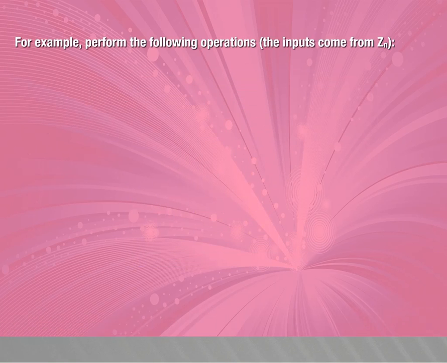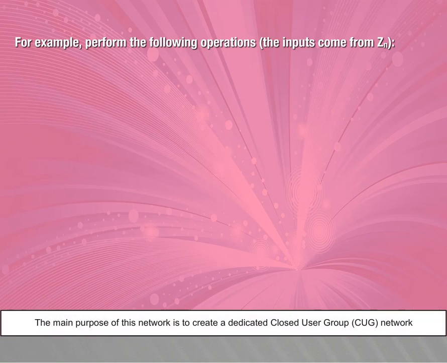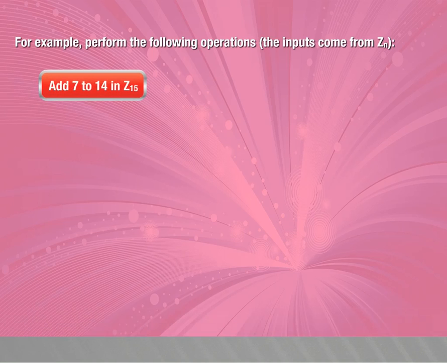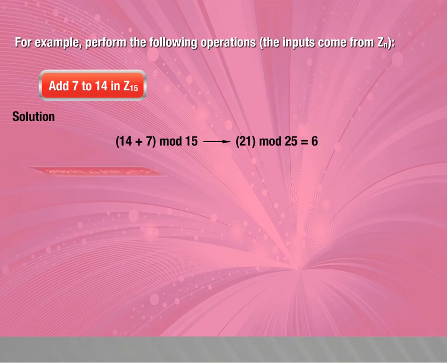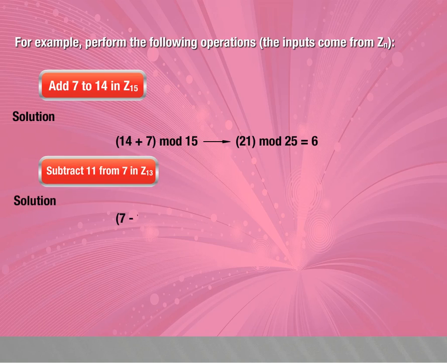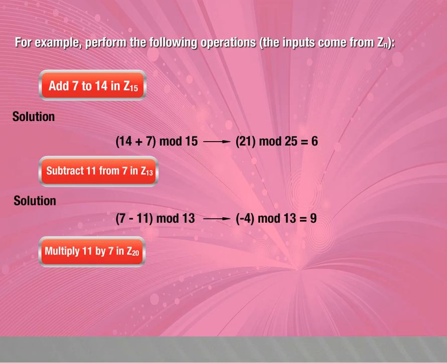For example, perform the following operations. The inputs come from Zn. Add 7 to 14 in Z15. Solution: (14 + 7) mod 15 implies 21 mod 15 is equal to 6. Subtract 11 from 7 in Z13. (7 - 11) mod 13 implies -4 mod 13 is equal to 9. Multiply 11 by 7 in Z20. (7 x 11) mod 20 implies 77 mod 20 is equal to 17.